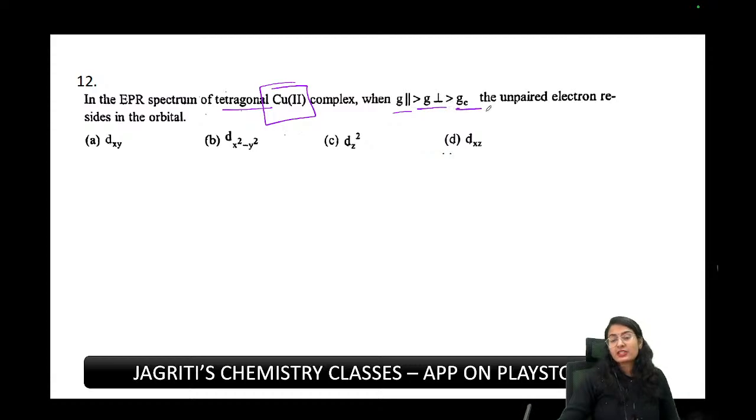perpendicular is greater than g equatorial, the unpaired electron resides in the orbital.